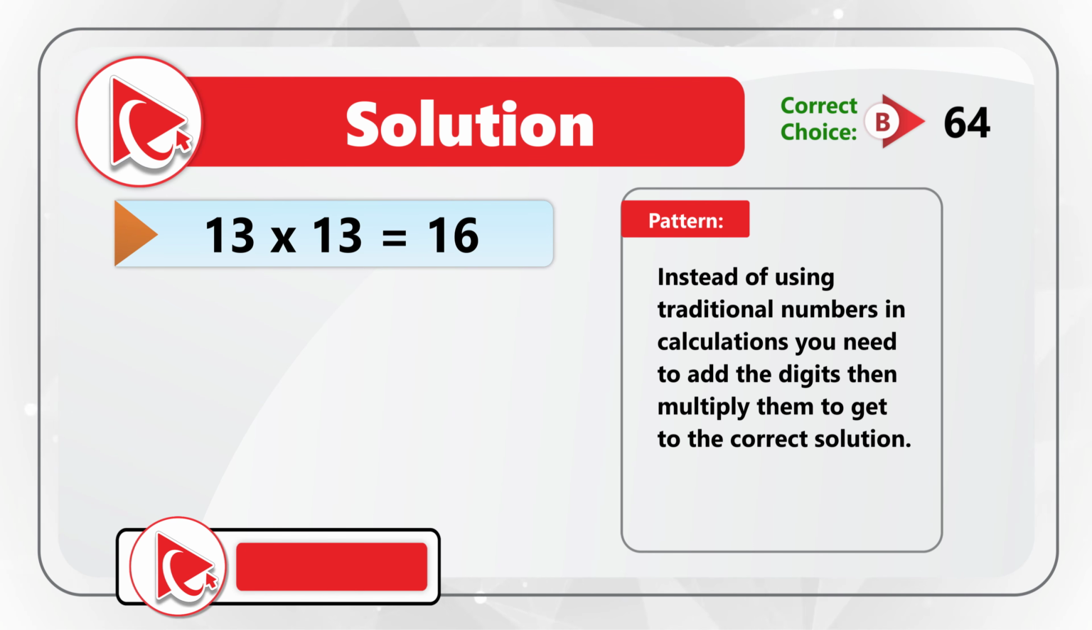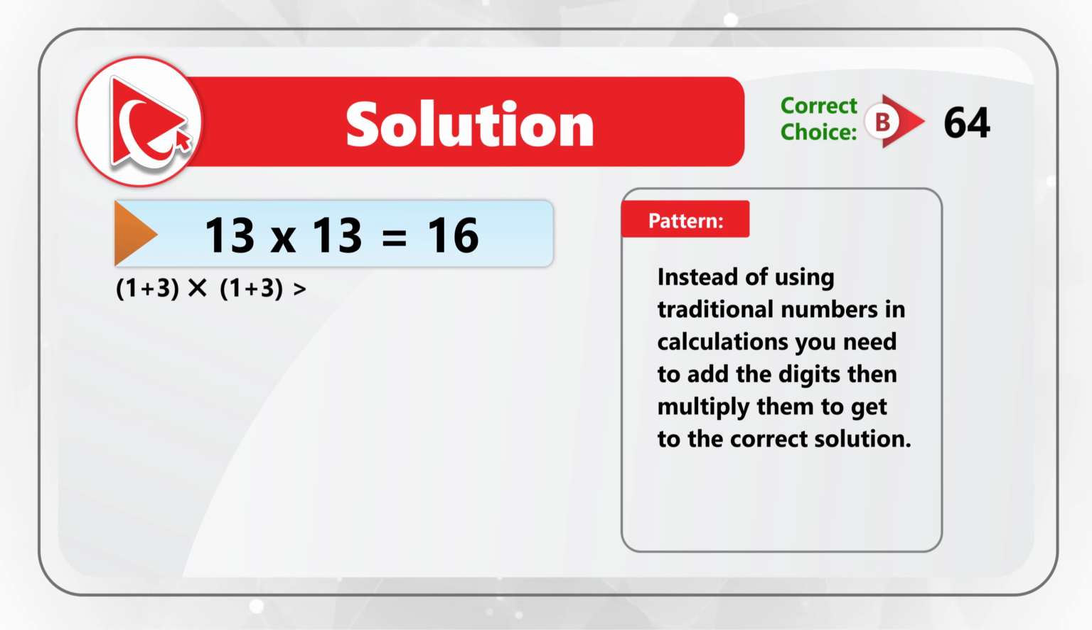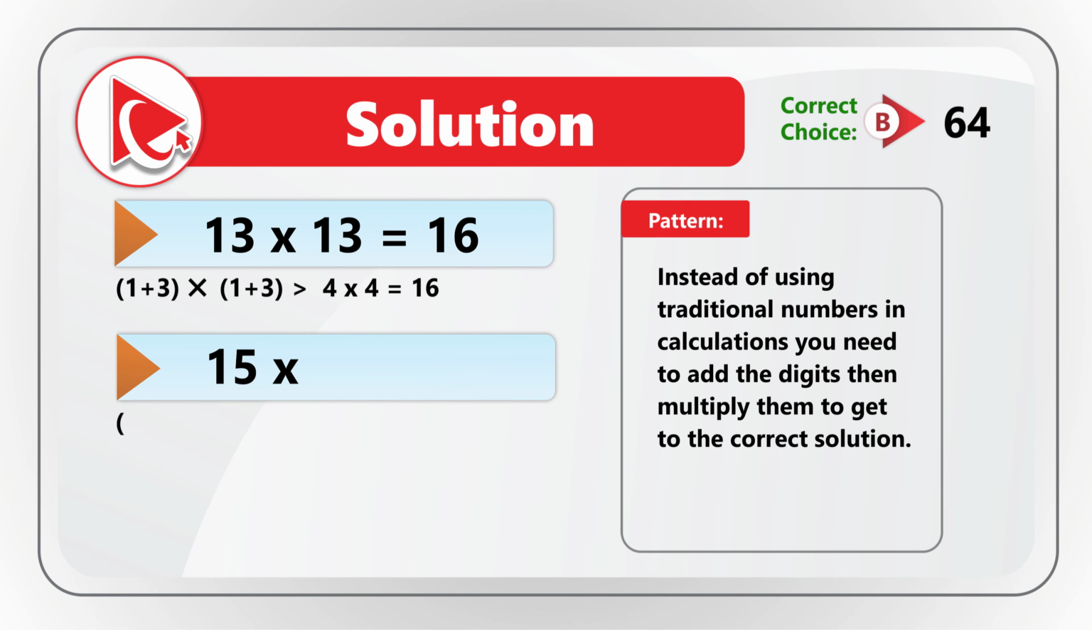In reality, you need to sum up 1 plus 3, then multiply it by another expression, 1 plus 3, which would be 4 multiplied by 4, which would equal 16. For the second expression, you need to add in parentheses 1 plus 5, multiplied by another expression in parentheses 1 plus 5, which would equal 6 multiplied by 6, which would equal 36.